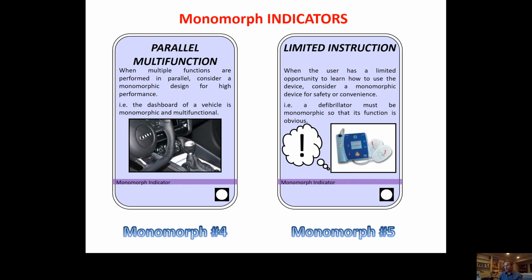Finally, the last one is if there's limited opportunity for instruction. The example here is a defibrillator. A defibrillator needs to work in an emergency, and we don't have time to train you on how to select the right function or get to the right function. So it's better to have that be a single item that only does one thing.